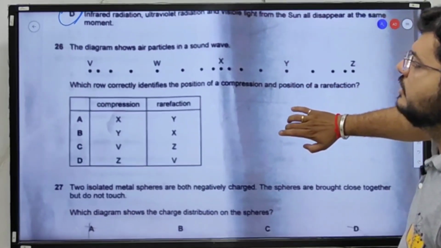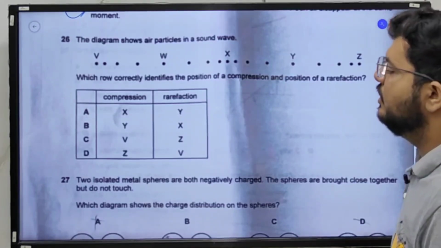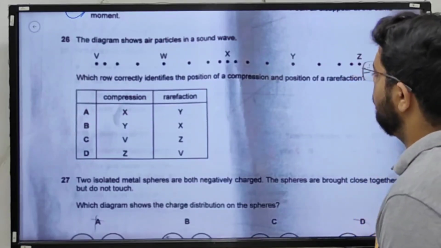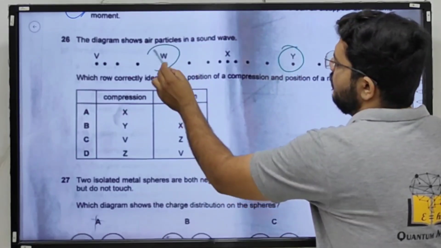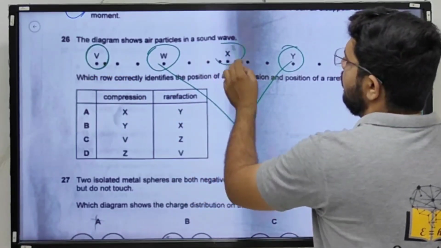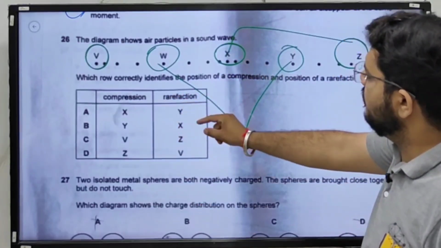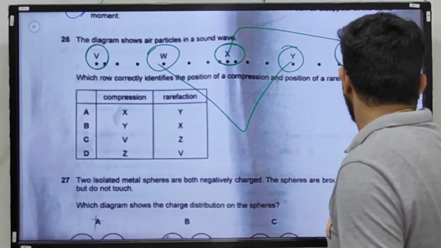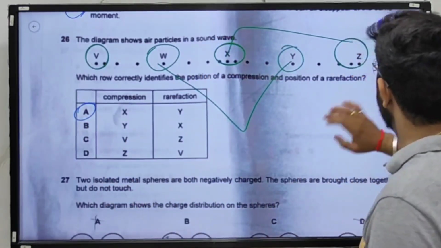Question number 26. The diagram shows air particles in a sound wave. V, W, X, Y, and Z. Which row correctly identifies the position of compression and the position of rarefaction? Even without looking at options, Y and W is rarefaction. V, I can't say for sure, but X and Z, right? These are compression. Let's go for it. Rarefaction, Y, there is no W, so it has to be Y, and compression X. So option A is my correct answer, right? The only available answer is option A.